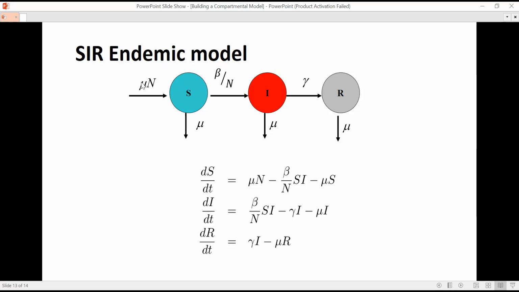Here we are assuming that the birth rate is equal to the death rate in the population. So people are coming in at that rate of births, and they're dying of natural causes in the susceptible at rate mu. So how does our formula change then? In the previous case, we only had this one. But here, we are also bringing in people because of births.